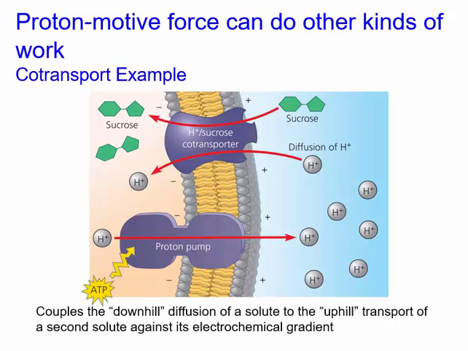All right. So now, we've seen this idea of co-transport, that proton motive force can do other kinds of work, as we saw before. Here's a proton pump moving protons outside the cell in this example. And what is that potential energy being used for? In this case, it's being used to move something like sucrose into the cell. So again, we've focused on this as energy production, but that proton gradient can be used to do other things.